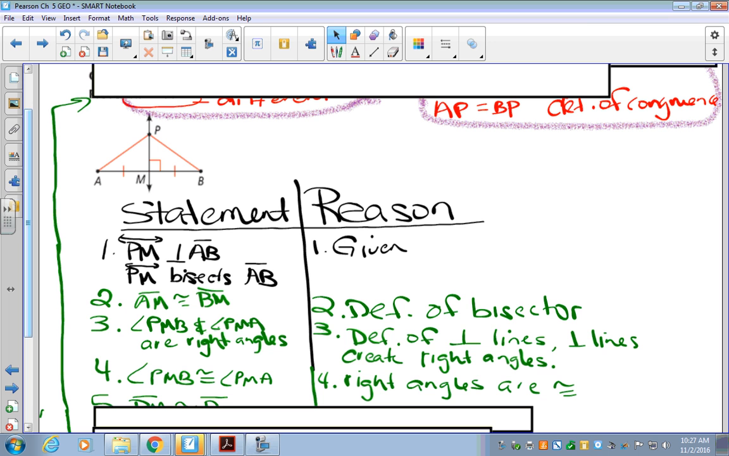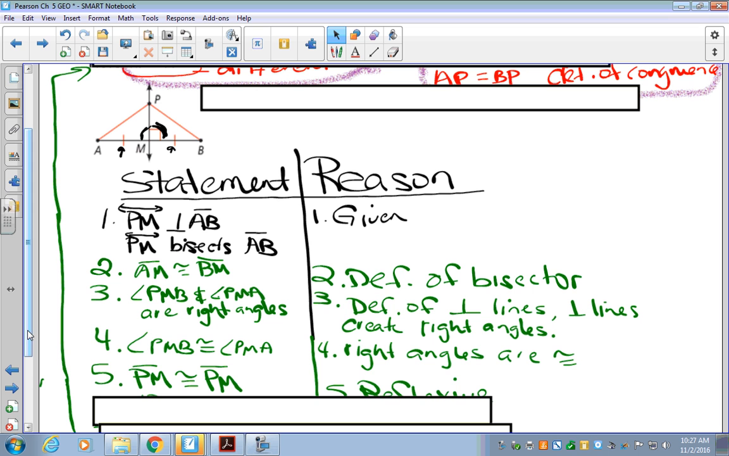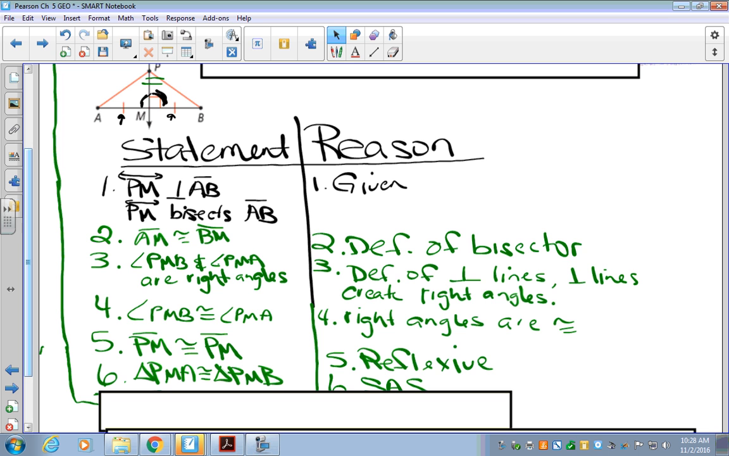So now that I have that PMB, is this angle up here? This angle is congruent to this angle, and this side is congruent to this side. So I've got a side and an angle, so I'm going to get another side, so I can use side angle side. So I'm going to say PM is congruent to PM, and that's reflexive, so that's this guy here. When I have all those pieces, I have a side, an angle, and a side, so I can say triangle PMA is congruent to triangle PMB by side angle side.